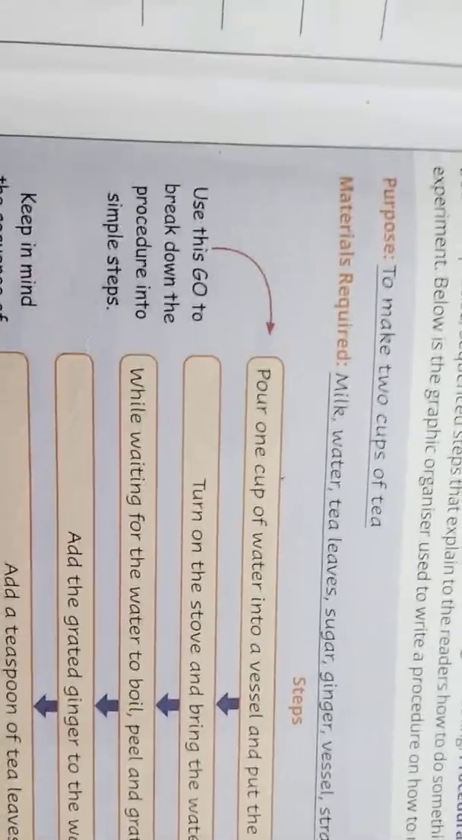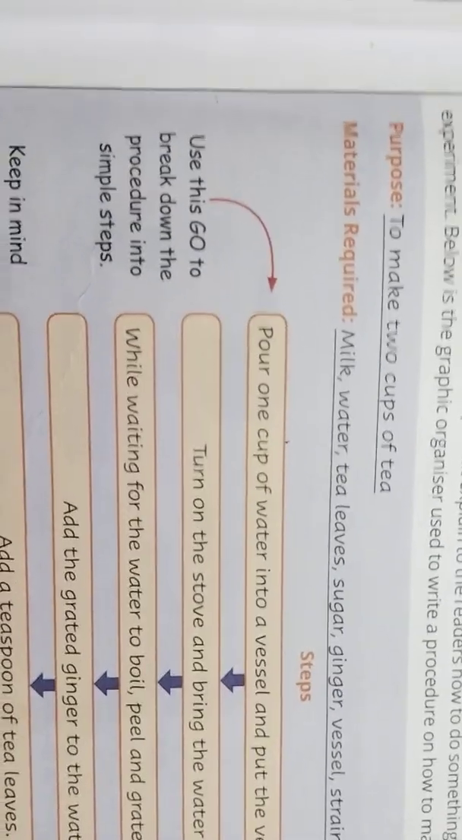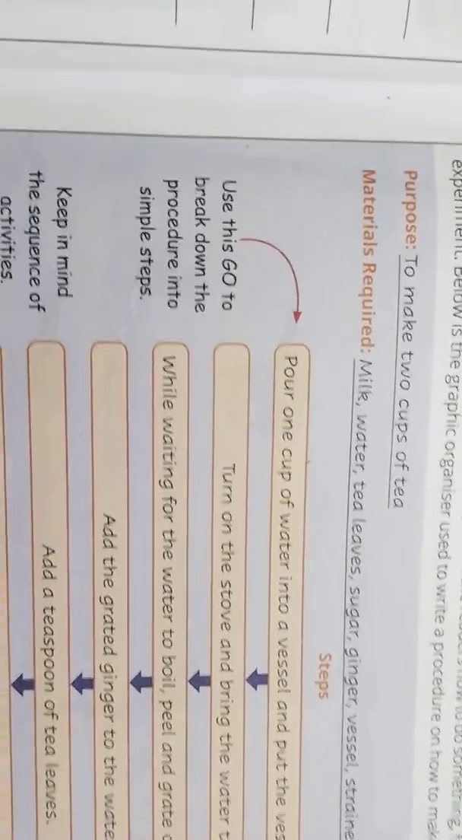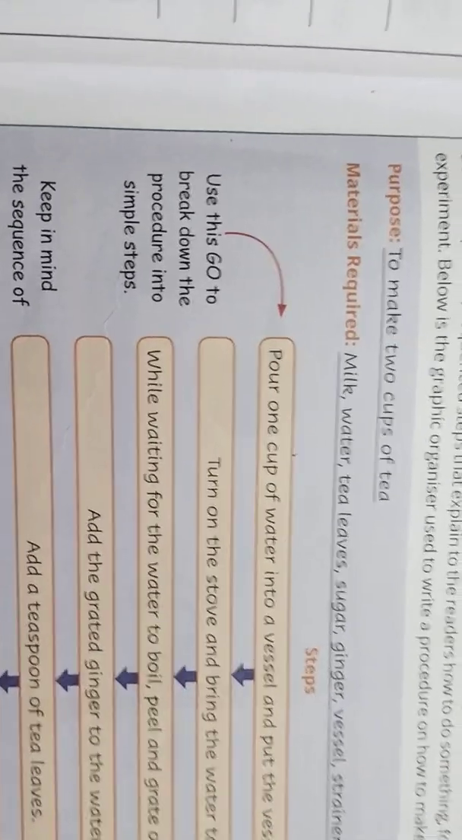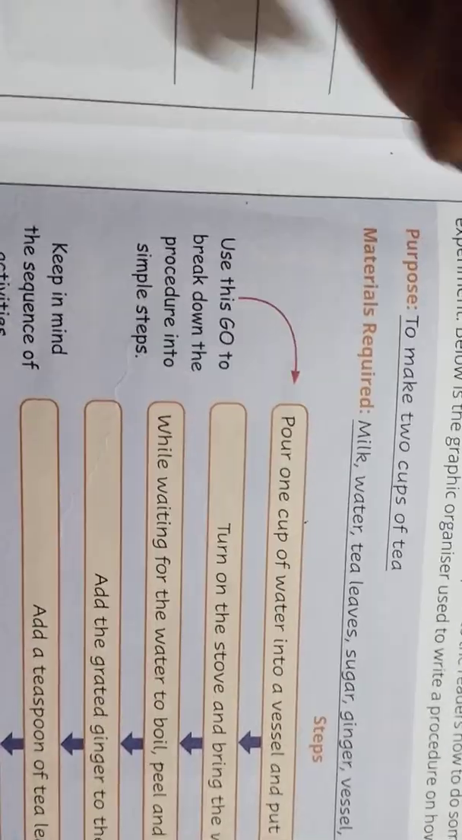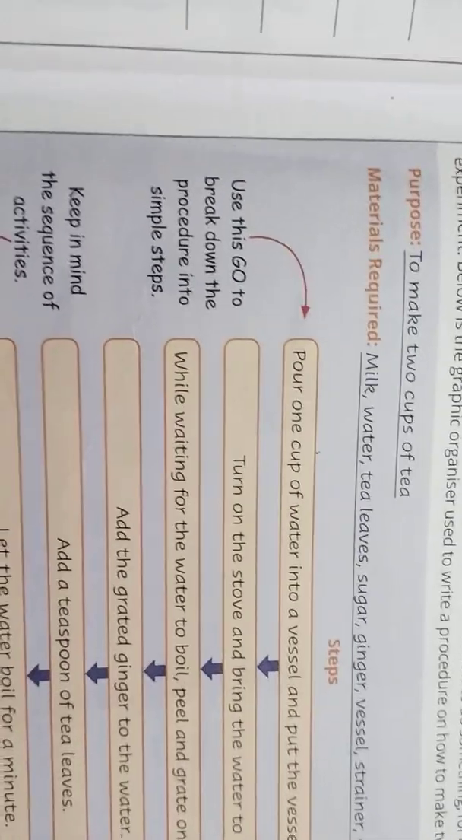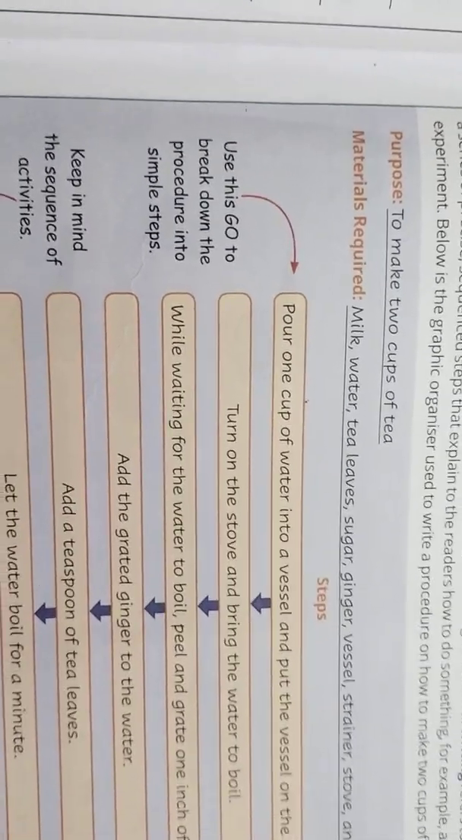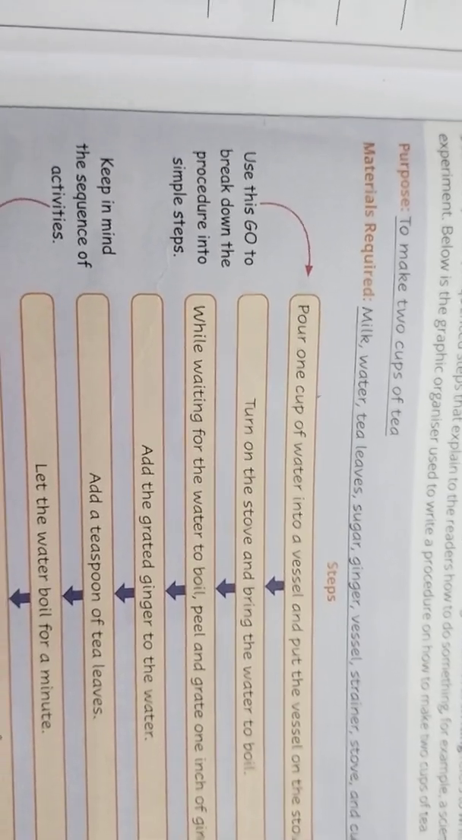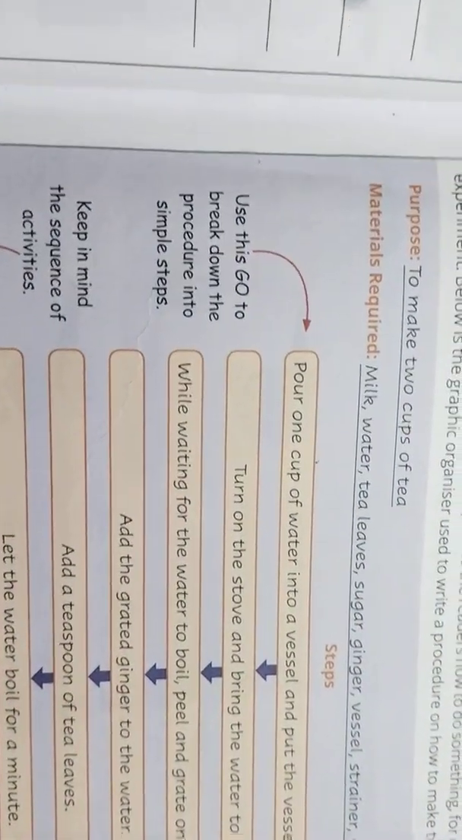That is the main purpose for you, and then you will be writing what are the materials required for that. So you all know, to make a coffee what you will need: milk, the coffee powder, sugar, like that. Here they have written for tea what things they needed: water, milk, tea leaves, sugar, ginger, vessels, strainer, stove, and cups. So these are the materials we needed. We have to just take it as a note.